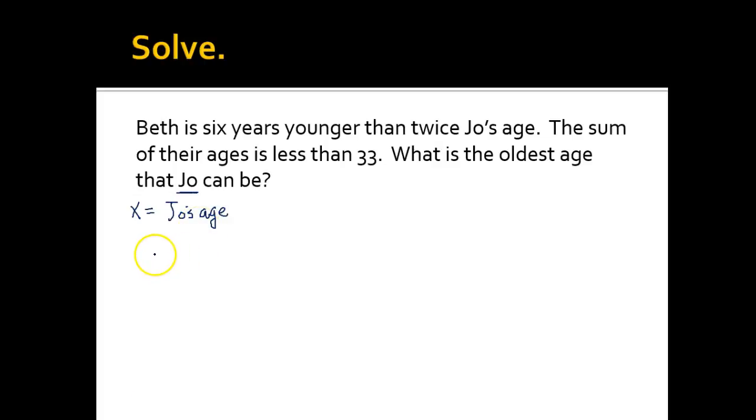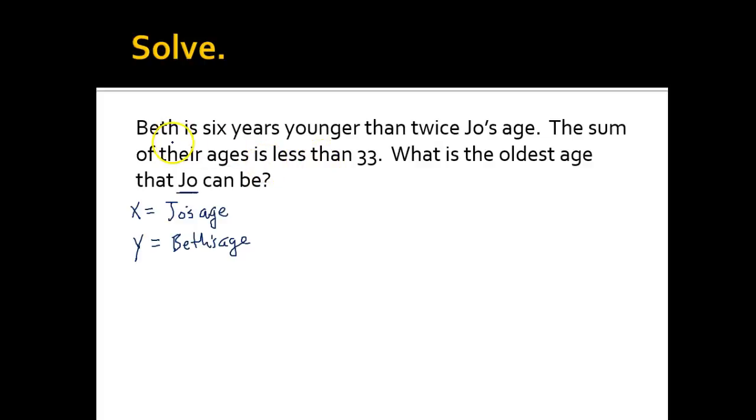The other thing that I clearly don't know that's talked about in this is Beth's age, and maybe I'll just call that y. Y equals Beth's age. We call this step the define your variable step. So now I can start writing sentences about those two things that I'm trying to find out, Joe's age and Beth's age.